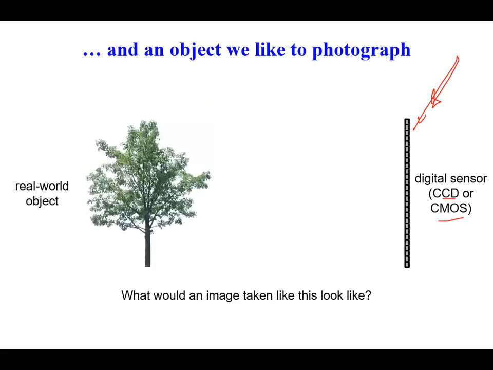So now we are switching gears to something new, which is geometric camera models, pure computer vision. Let's say that we have a sensor like that. This is my digital sensor. I have CCD or CMOS, whatever it is. At the end here, I have the sensors. And here, I have my real world object. I have this tree. So what would an image taken like this look like on the sensor?